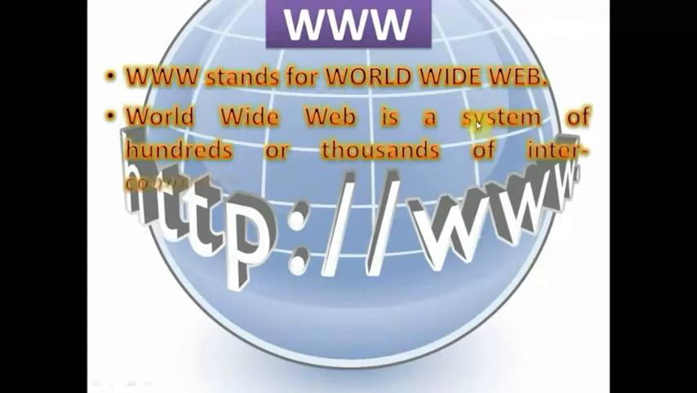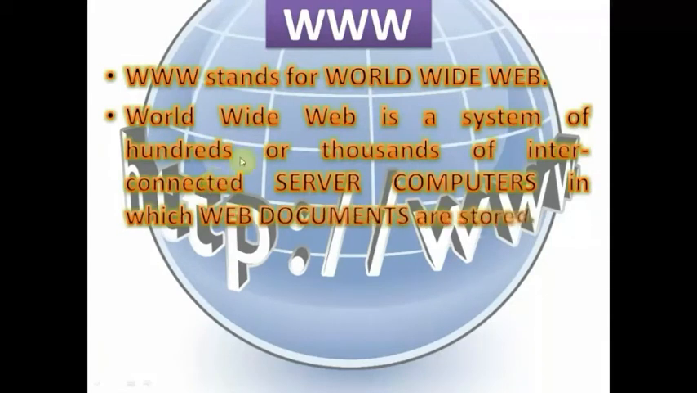World Wide Web is a system of hundreds or thousands of interconnected server computers in which web documents are stored. So remember all of you, World Wide Web and internet are not the same, both are different. Some users very often say World Wide Web, www and internet are the same. No, internet means a network of networks, but World Wide Web is a system of hundreds or thousands of interconnected server computers.